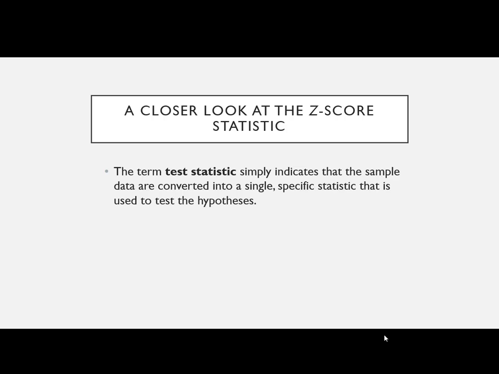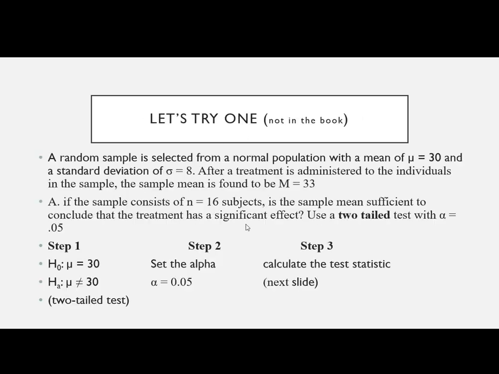The term test statistic simply indicates that the sample data are converted into a single specific statistic that can be used to test the hypothesis. Now this test statistic can be a z-score, a t-score, an F statistic, a correlation, Pearson's r, a chi-square. There are all these different test statistics. We're going to learn all of them, but right now this is where we start.